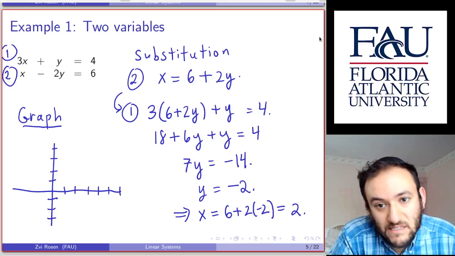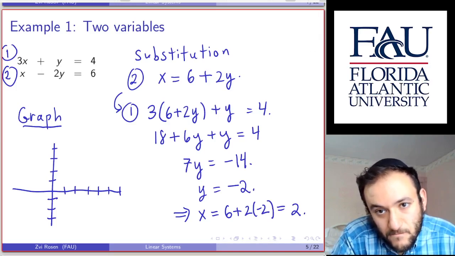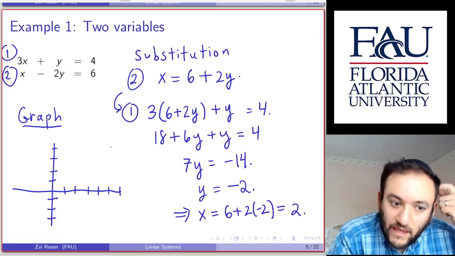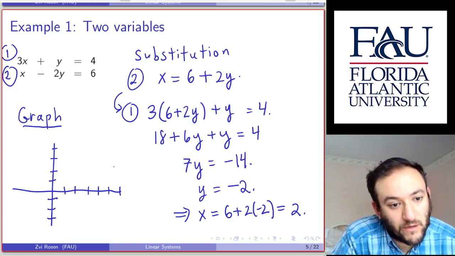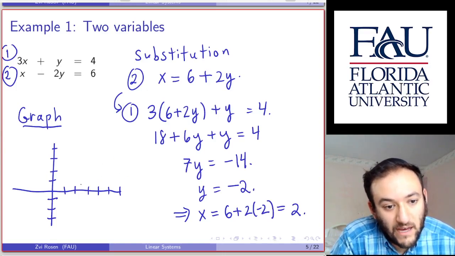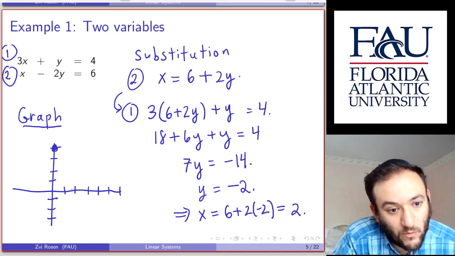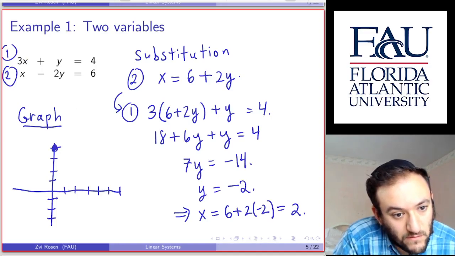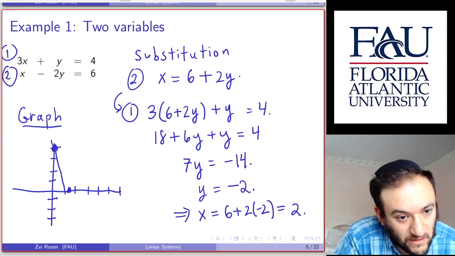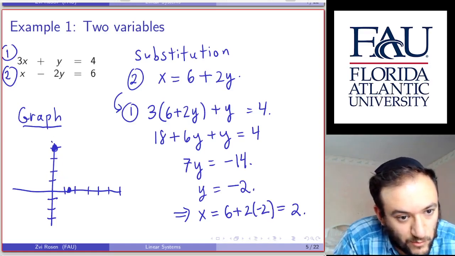So if we graph these lines, looking at the first line, we have 3x plus y equals 4. So the y-intercept where x equals 0 is 4, and the x-intercept where y equals 0 is 4/3. Okay, so the line looks something like this. Let's try one more time.